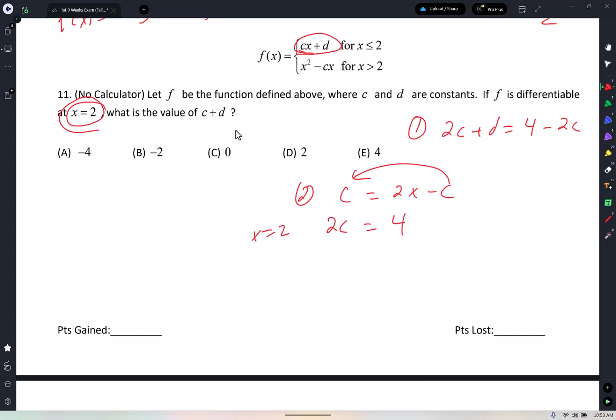I moved the c to the left, guys, and then I inserted x equals 2. C plus c is 2c, right? And then 2 times 2 is 4.